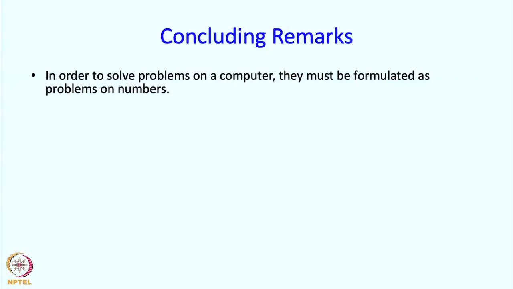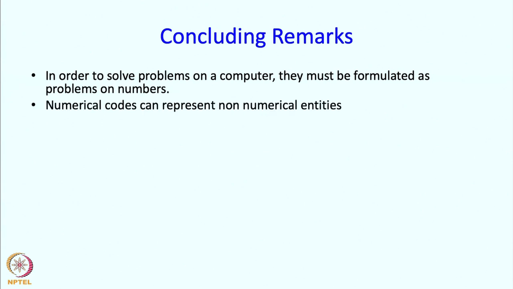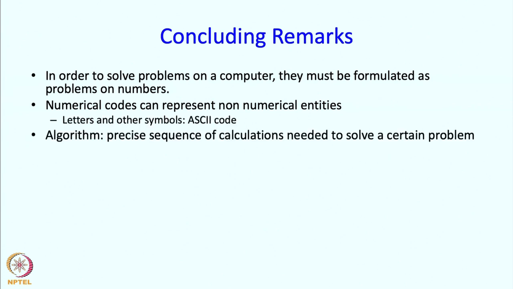So, we really have covered a lot of ground at a very high level, a bird's eye view, so to say. So, what have we learned? We have said that in order to solve problems on a computer, they must be formulated as problems on numbers. If things are not immediately numerical, then we have to use some codes. Say, for example, for language or text, we need to use codes. Okay. Then we said that algorithms are precise sequences of calculations that are needed to solve a certain problem.